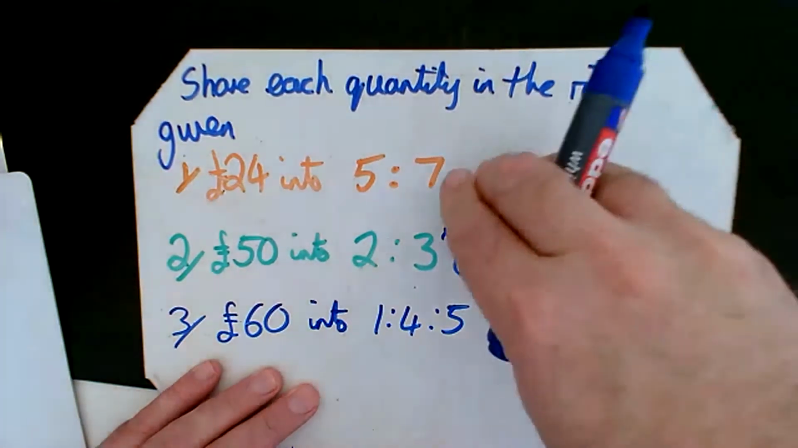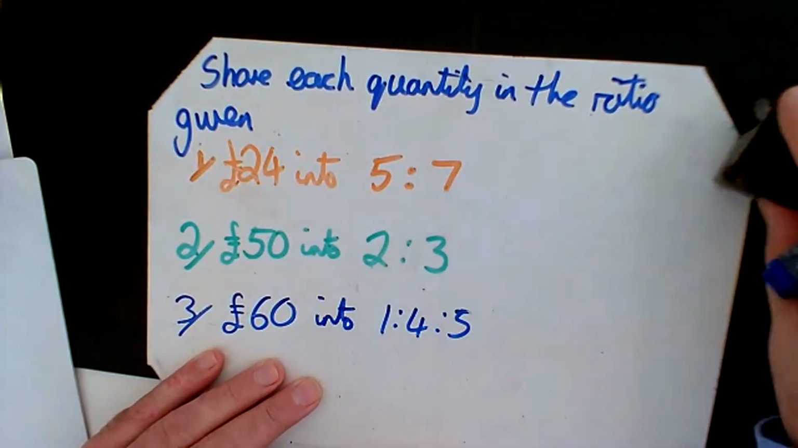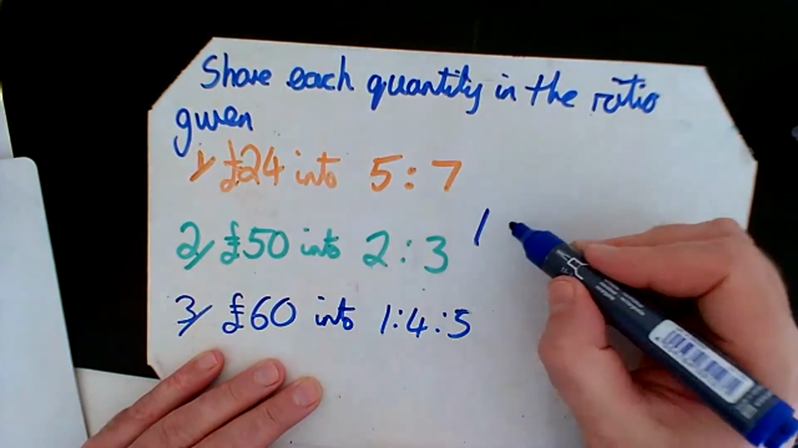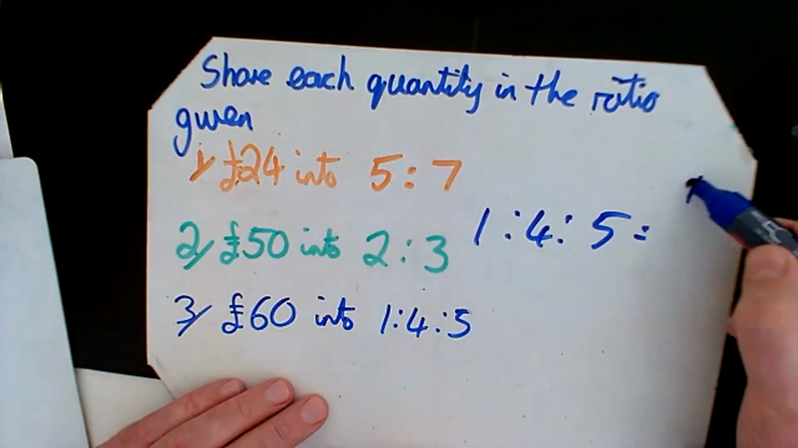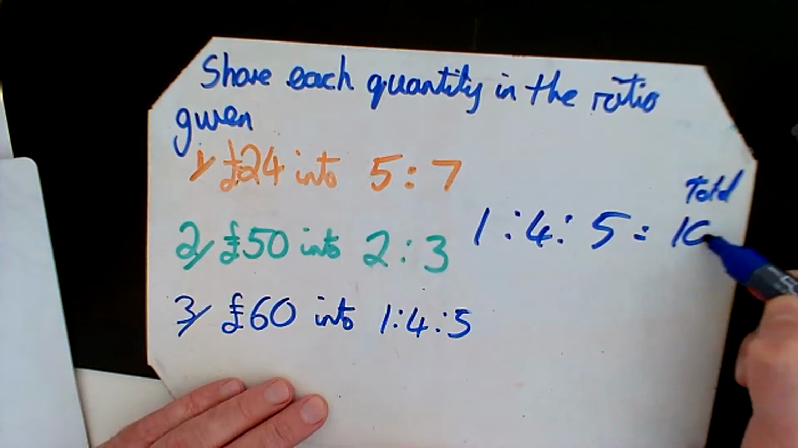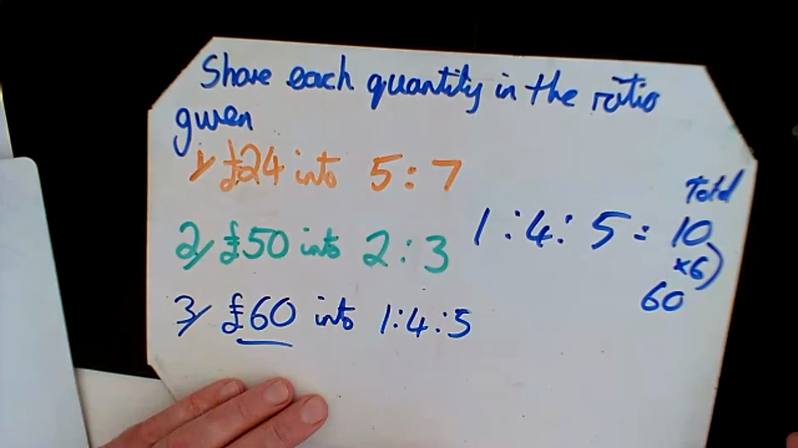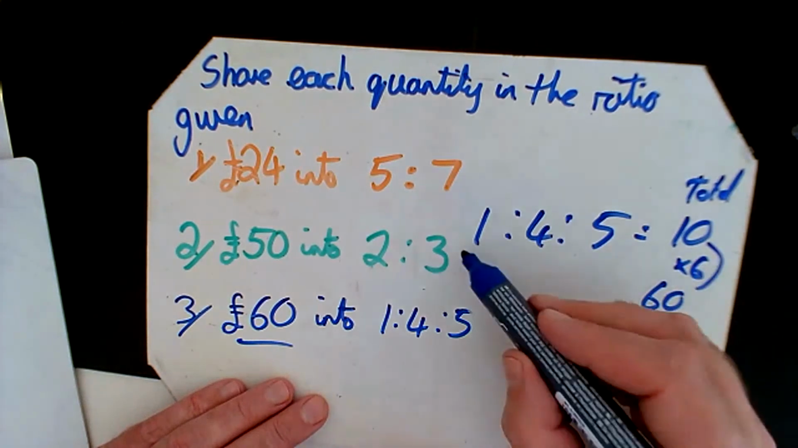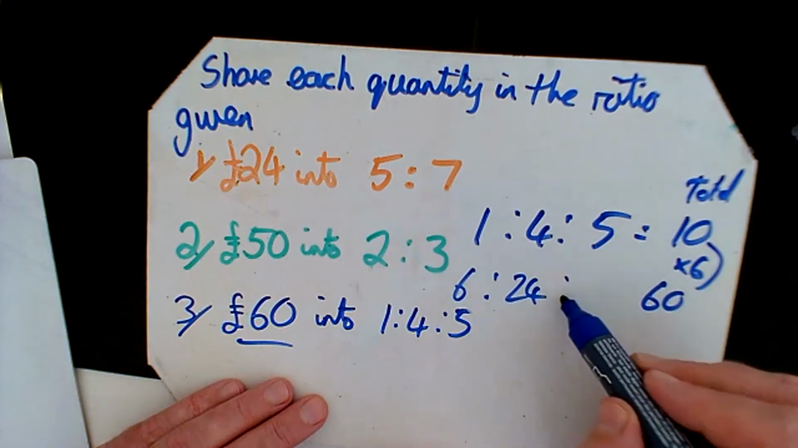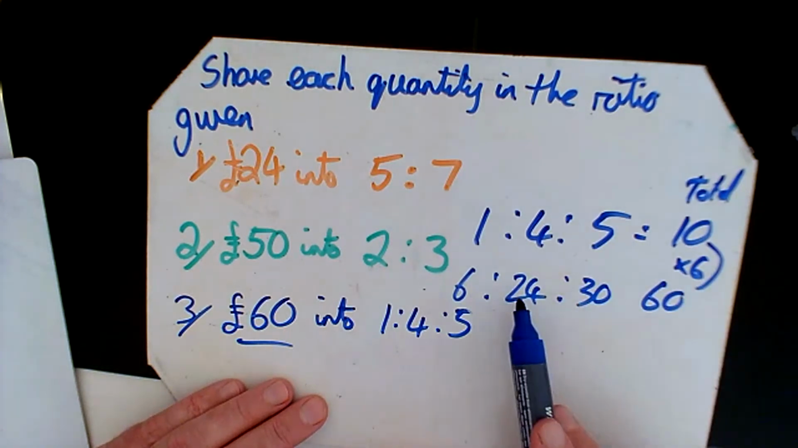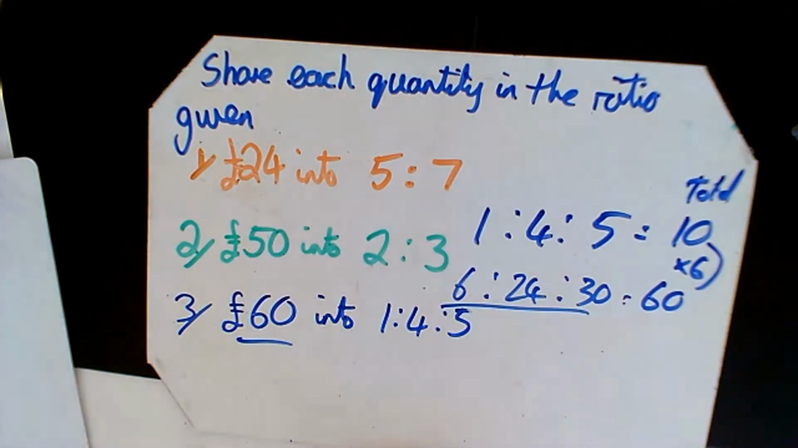And then the same with the last one. It's no different with 3 digits; the same rules apply. I've got my ratio of 1, 4, and 5, and I total that up, and it comes to 10. I'm sharing £60 out in that ratio, so I times them all by 6. 1 times 6 is 6, 4 times 6 is 24, 5 times 6 is 30. Let's see if that works: 24 and 6 is 30, and 30 is 60. So that's it shared out in the ratio.